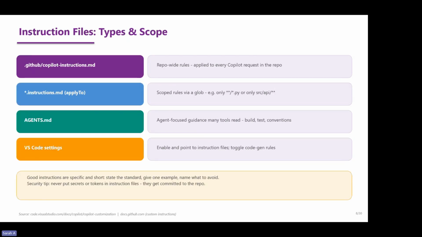Then there is not just one place to put instruction. We have 4 different options, and every one of them solves a slightly different problem. So the first one is the main one, which is the main instruction, the big one. This file lives at the very top of your repo. Its rules apply to every single Copilot request anyone makes in that project.